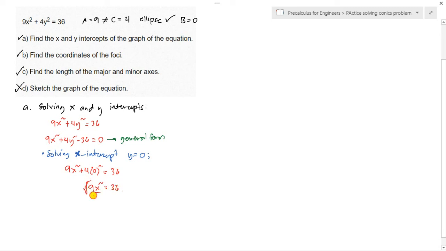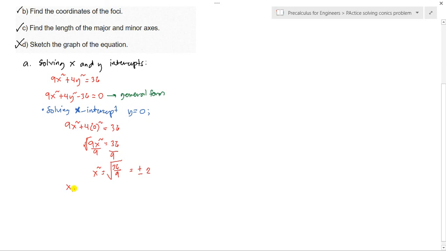So that would be 9x squared is equal to 36. I mean, divide by 9. Divide by 9, so x squared is equal to 36 divided by 9, and we take the square root. So the answer is plus and minus. 36 divided by 9 is 4. Square root of 4 is 2. So plus and minus 2. So we have here two intercepts. The first intercept is 2. The second intercept is negative 2. That is the first answer.